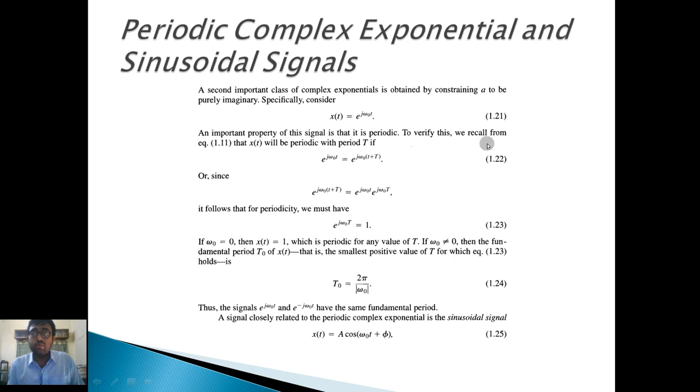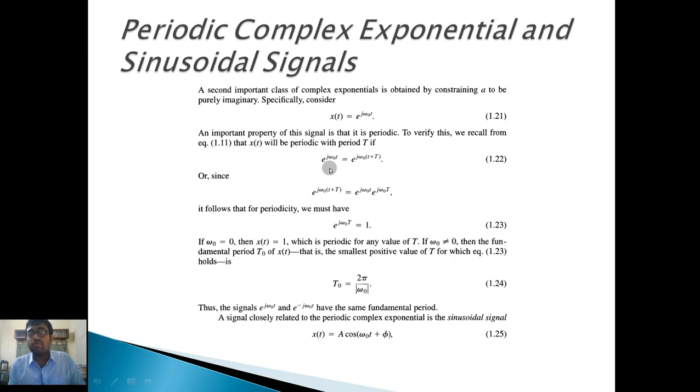To verify this, we recall the very previous equation that we have already given in the previous slide. That is what I have referred to here, 1.11. That x function of t will be periodic with period T.